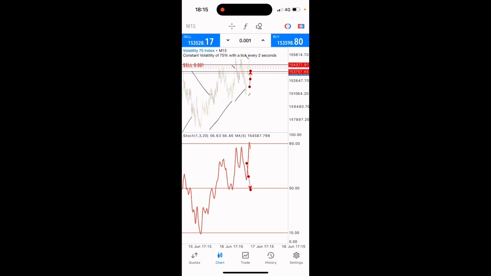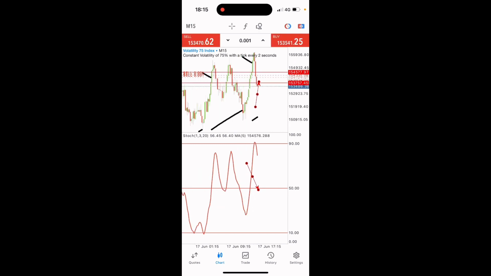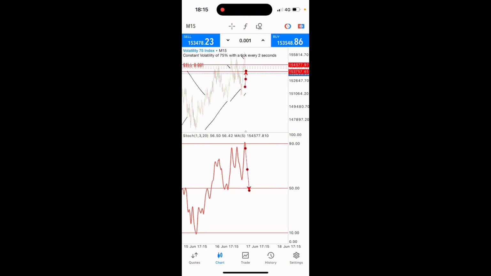But the reason that we entered with M15, we don't even know how long we're gonna ride the trade up to the 50, guys. When you ride the trade to the 50, guys, you'll be all right.